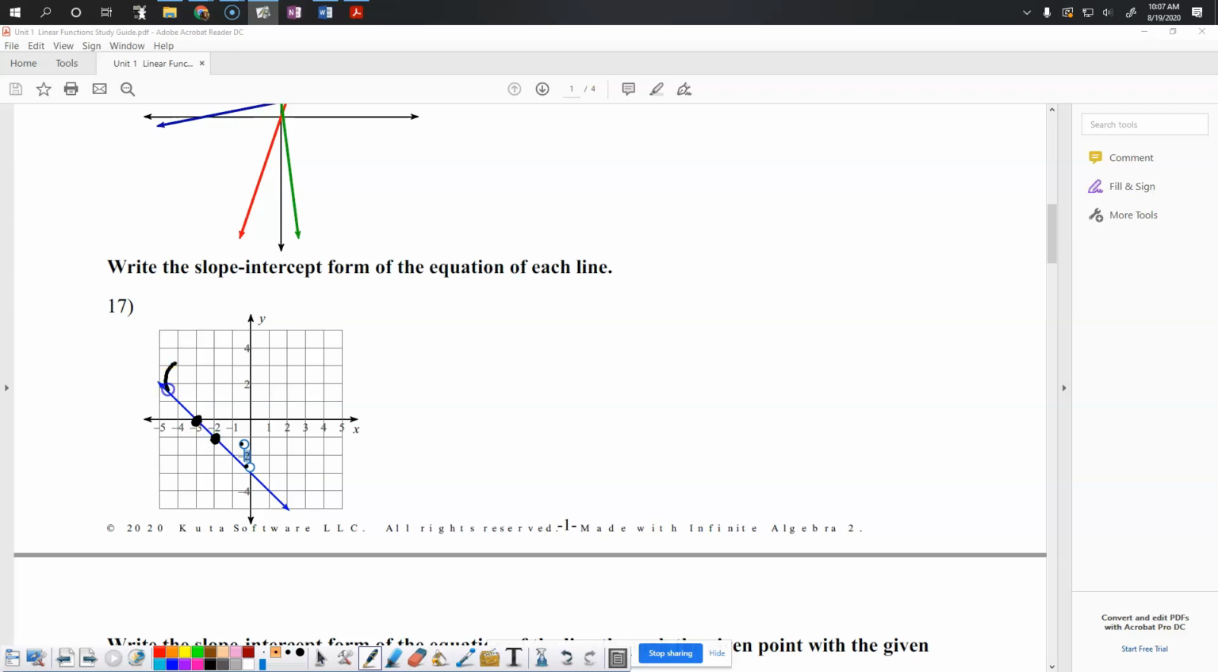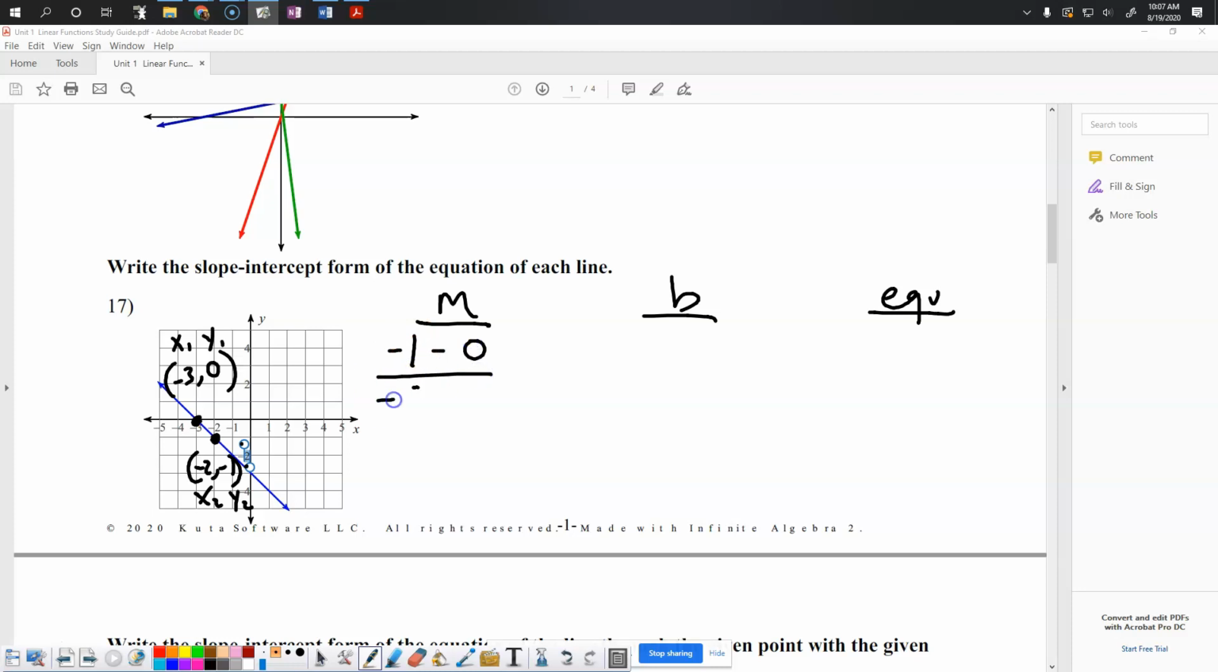And you want to know the coordinates of those points. The one in the top left is -3, 0. The one down here that I chose is -2, -1. We can call this x1, y1. We can call this x2, y2. And we need to start by finding our slope, and then we'll find the b, and then we can write our equation. So to find your slope, you're going to do y2 minus y1 over x2 minus x1. Double negatives become positives, and so the slope is -1.